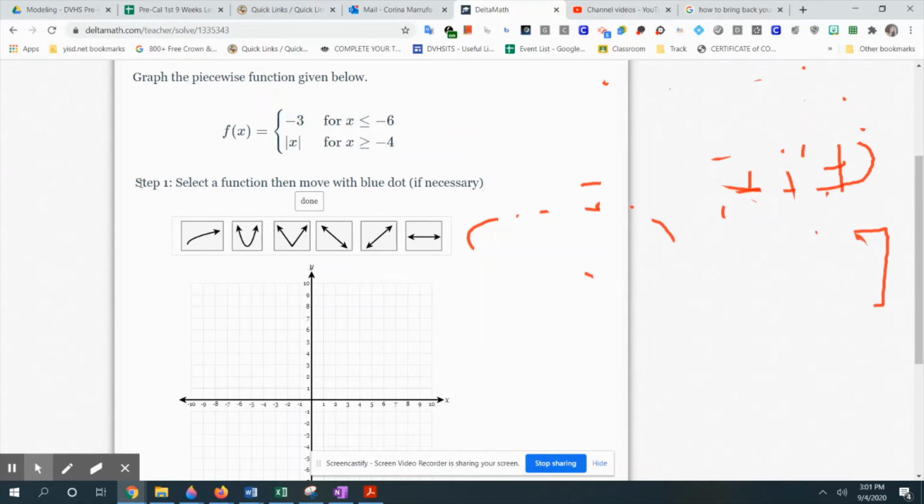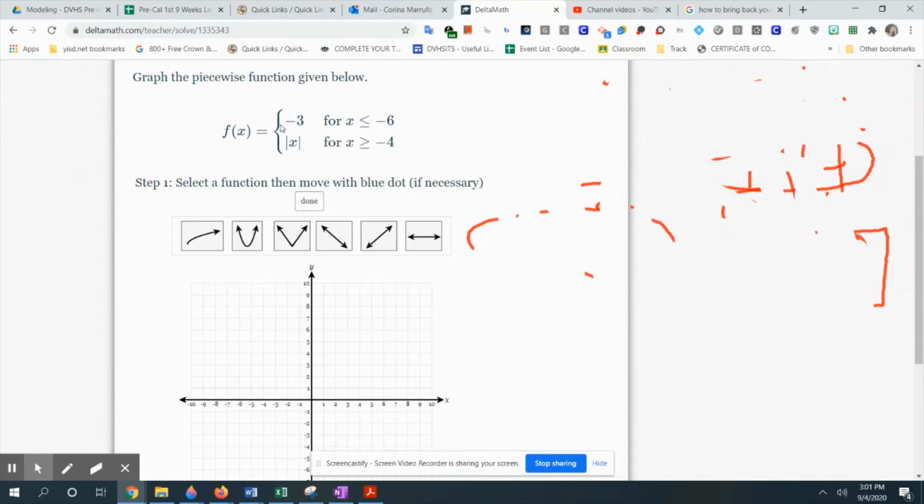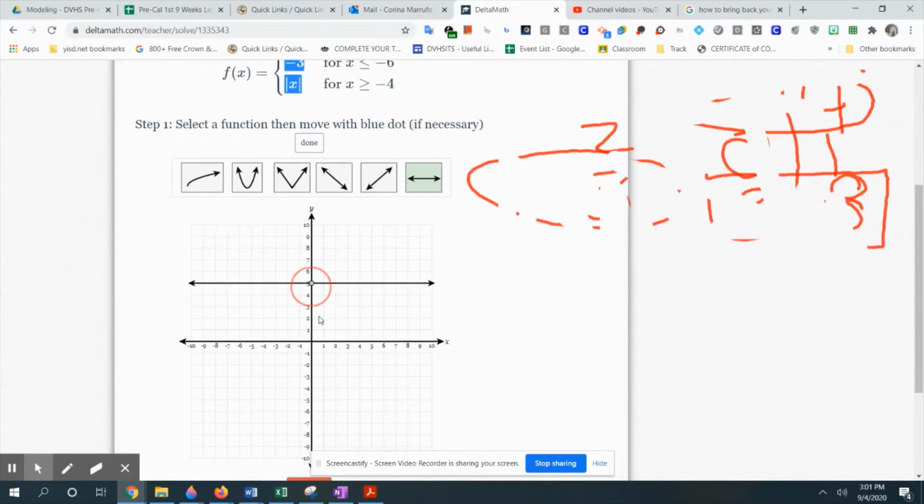So it does have steps for you to follow here. So step 1, select the function, then move with the blue dot if necessary. Okay, so this is going to be a constant. The -3 is going to be a constant, which is going to be this line right here. So it's going to be a horizontal line going straight across. And because it says f of x equals -3, that means it needs to go straight across your y-axis at -3. Okay, so that's where it should be. So then you put done.